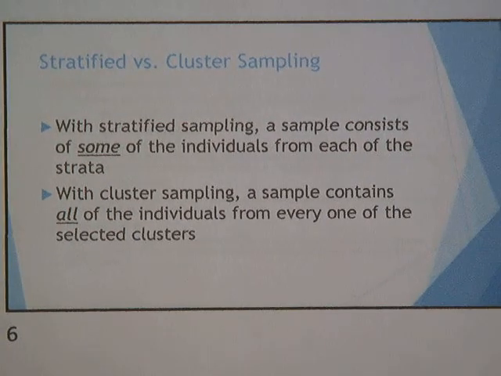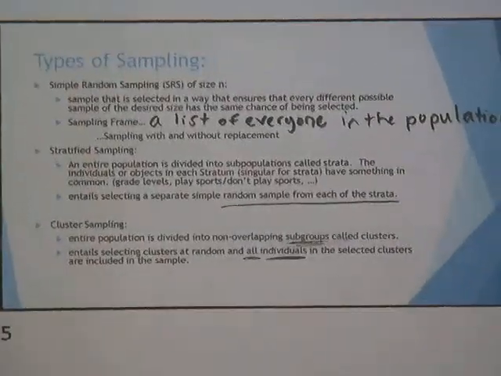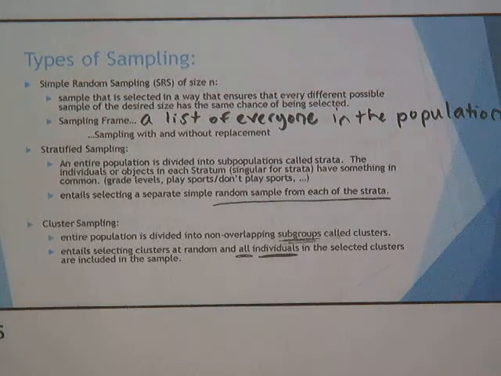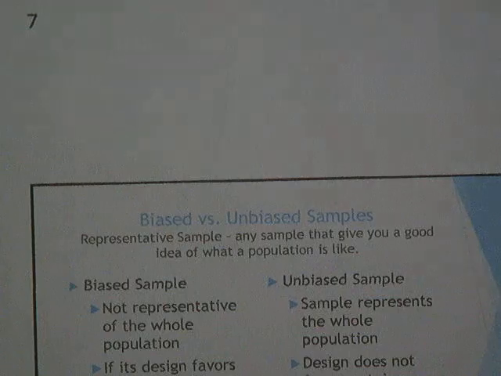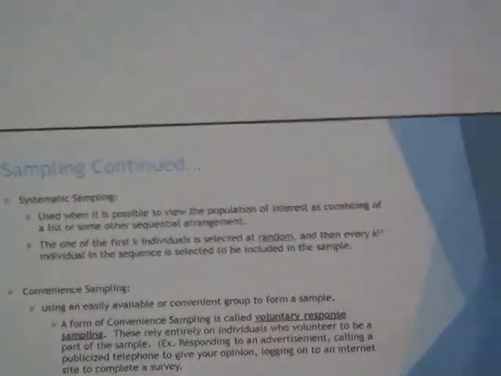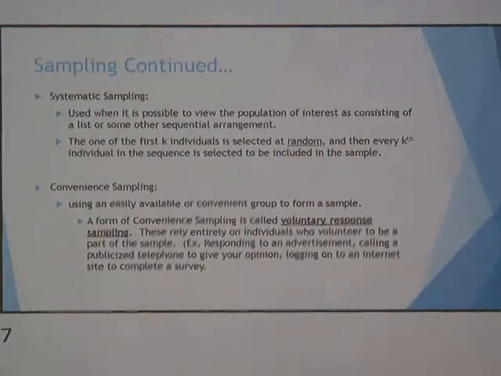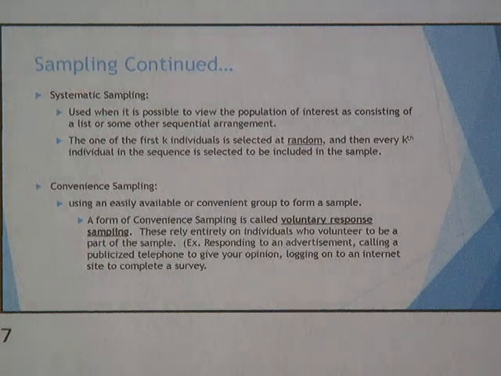All right, so those are some really good ways of sampling. We discussed that some are better than others in certain situations. And now we're going to talk about other ways of sampling. Another way of sampling is what's called systematic sampling.